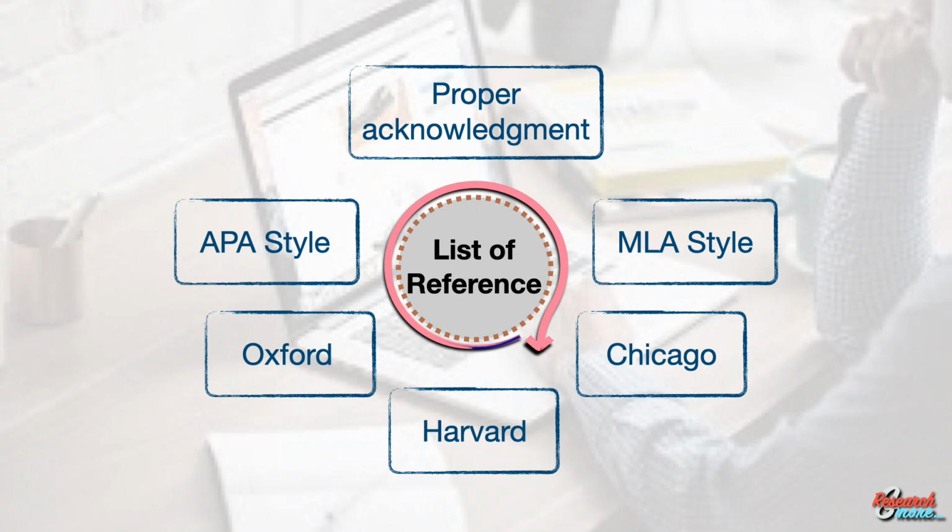APA and MLA styles of referencing are commonly used for citing references. APA style is usually used in education, business, and some social sciences and humanities disciplines. MLA style is often used in English and media studies. Oxford style is often used in history, philosophy, and classics studies. Harvard and Chicago styles are used by some individual disciplines.